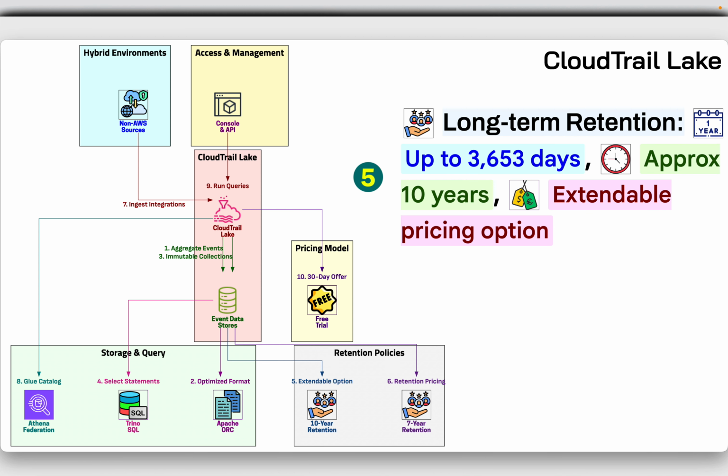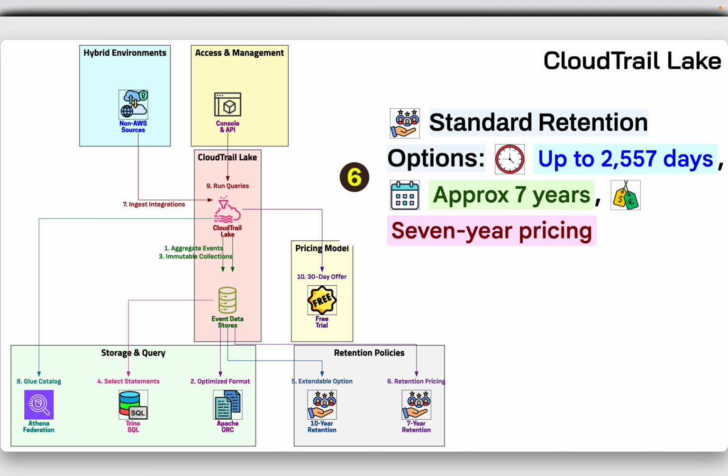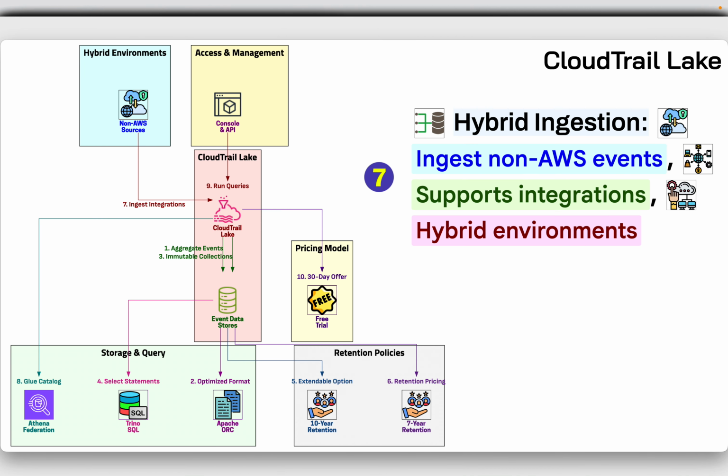Event data stores can retain events for up to 3,653 days, which is approximately 10 years, with the 1 year extendable pricing option. Event data stores can retain events for up to 2,557 days, which is approximately 7 years, with the 7-year retention pricing option.